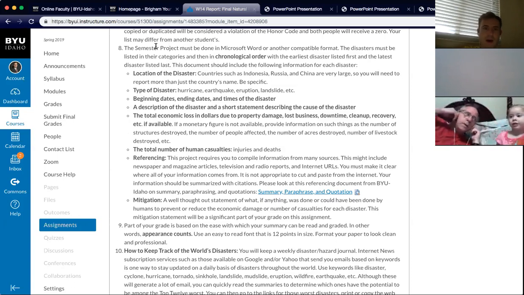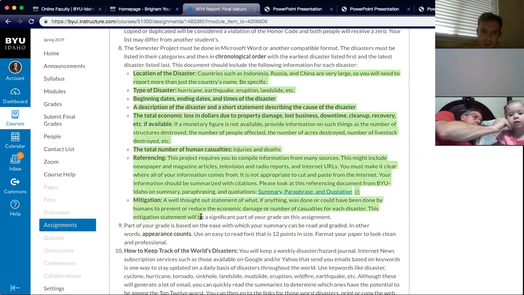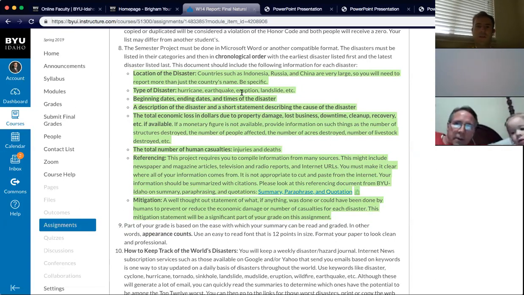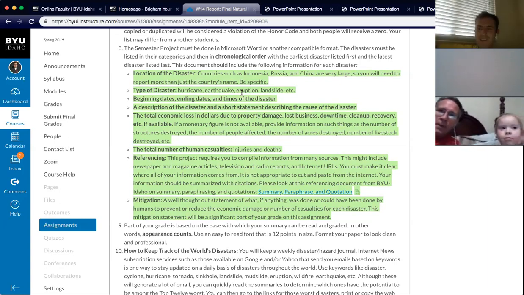But anyways, when you see below that where it says location of disaster, type of disaster, beginning dates, ending dates, stuff like this, I would recommend you literally take the section I've highlighted right here, copy and paste that into your Word document, and then just fill it out in good paragraphs, well-written sentences. And this will make it so much easier for you to write up. It'll make sure you have all the information you need. So I would just recommend using this as a template for everyone. And you can even leave it in the bullet points and just write a paragraph right below it. Just make your lives a little easier.